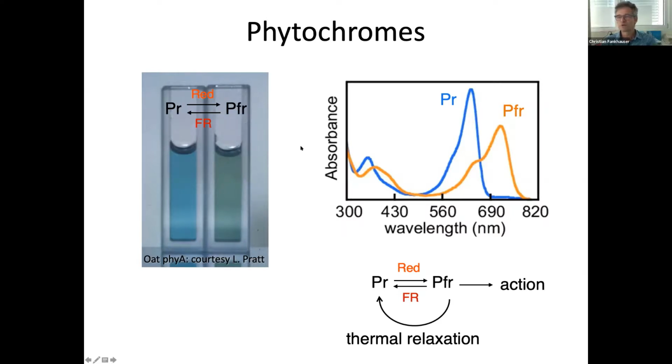So related photo switches are now quite desirable in optogenetics to try to get deep tissue penetration and things like this. So you can think of all kinds of application. But for this talk, what you need to remember is that PFR, the far red light absorbing one, is the one which is active. And then you can either go back into the inactive state by thermal relaxation, which is normally pretty slow, or by actually applying this far red light.